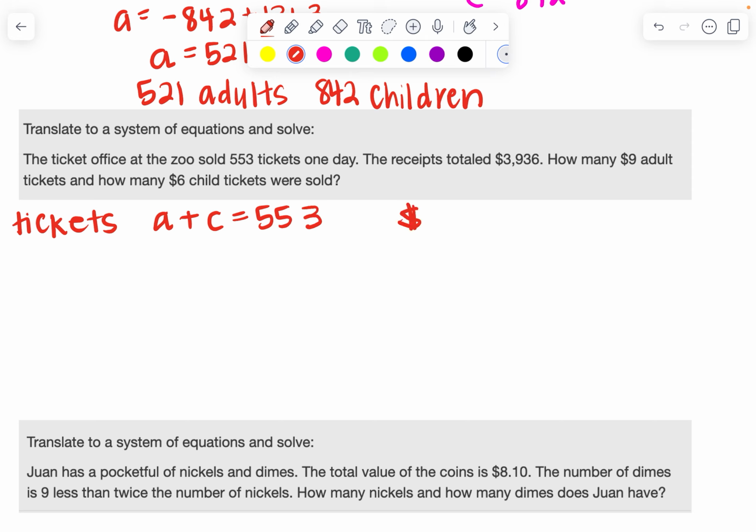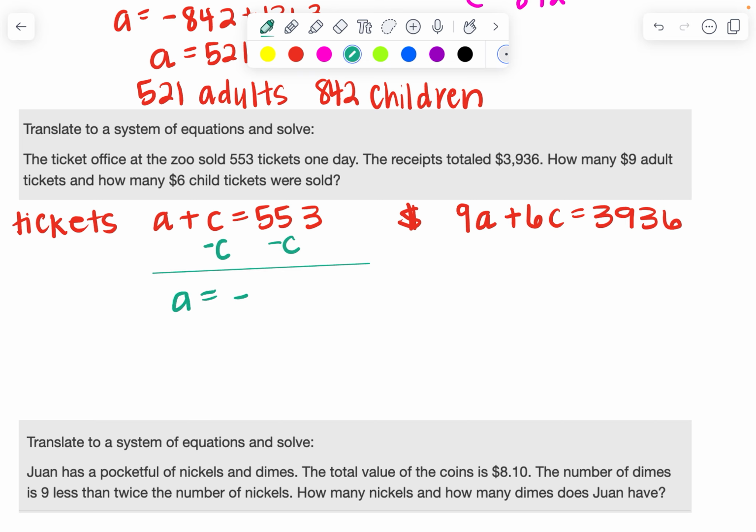And then another equation for the money. $9 for each adult ticket plus $6 for each child ticket is $3,936. Again, I'm going to solve this by substitution. So I'm going to subtract C from both sides. And then I get A equals negative C plus 553.